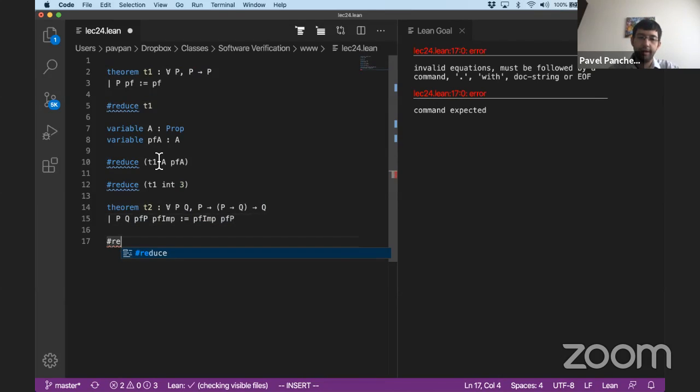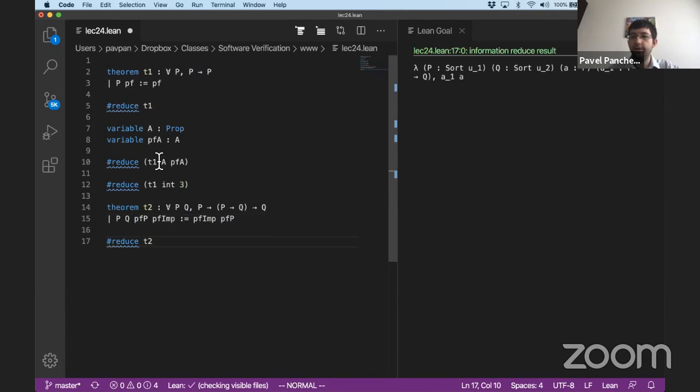And again, we can ask Lean, what does T2 look like internally? And on the right here, if you just ignore this part, which tells you that P and Q are propositions or types, or what Lean calls a sort, it says it's a function. It takes two arguments, one of type P, one of P to Q, and it applies one to the other, just like we wrote down.